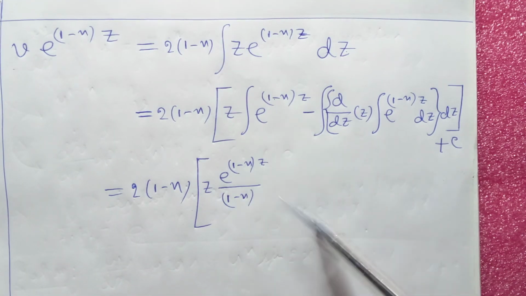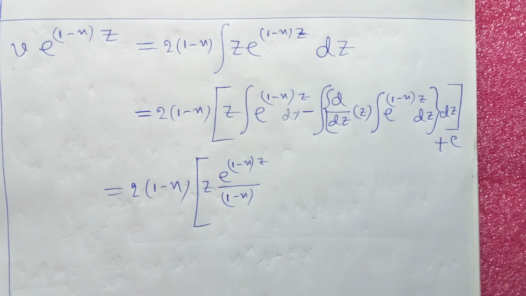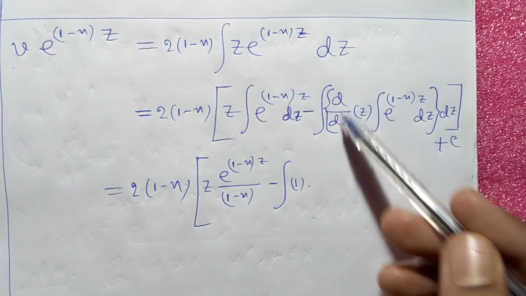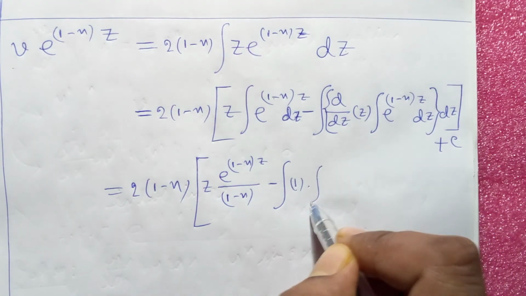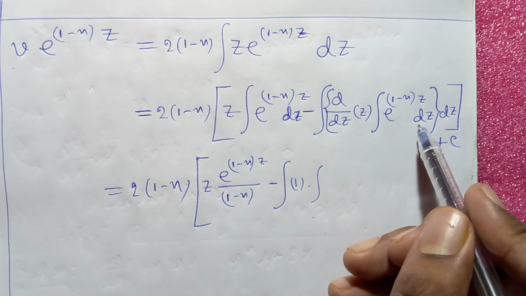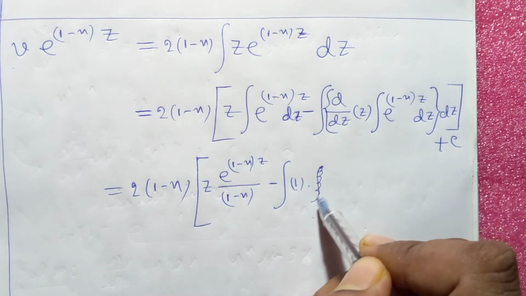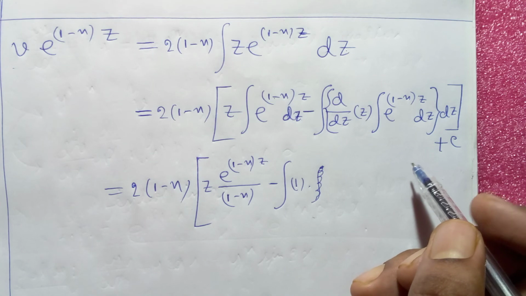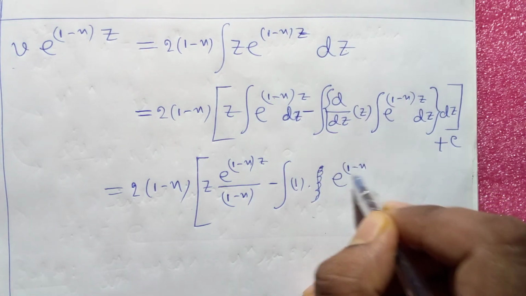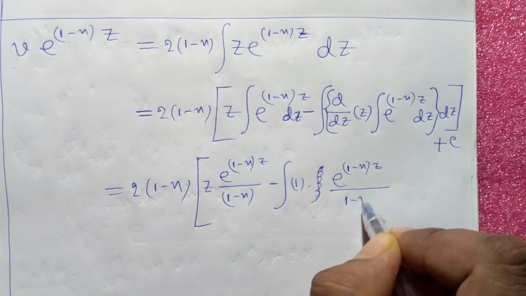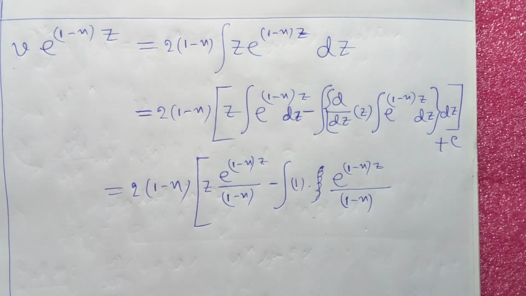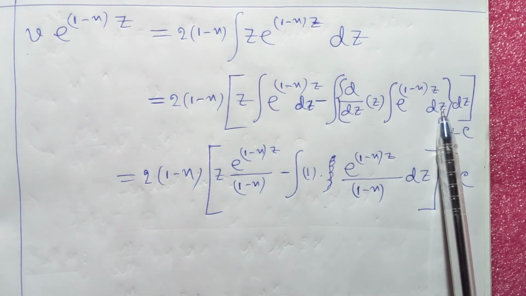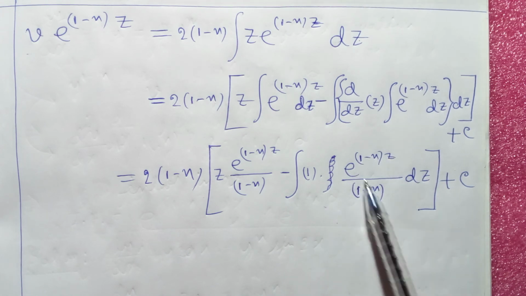By the integration of this part we are getting this portion, d by dz of z is equal to 1. After that integration of e to the power 1 minus n into z dz is equal to e to the power 1 minus n z divided by 1 minus n. After the integration e to the power 1 minus n z dz, we get e to the power 1 minus n z divided by 1 minus n.